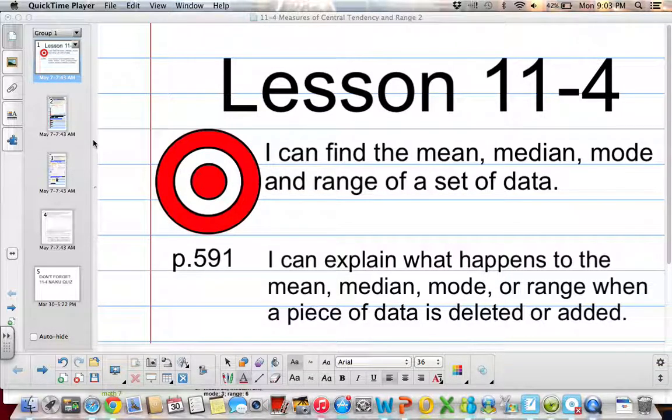Hi, 7th graders. We're on lesson 11.4. It starts on page 591 in your textbook. We will be finding the mean, median, mode, and range of a set of data, and we can explain what happens to the mean, median, mode, or range when a piece of data is deleted or added.